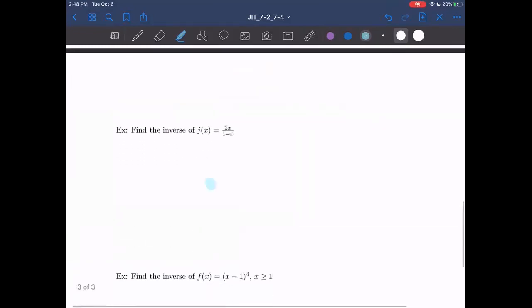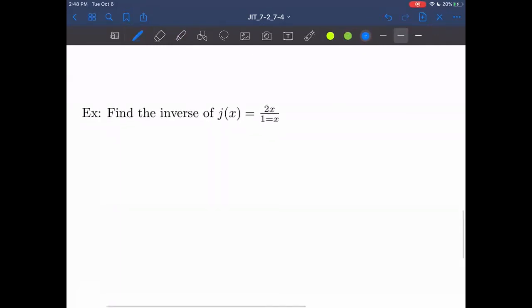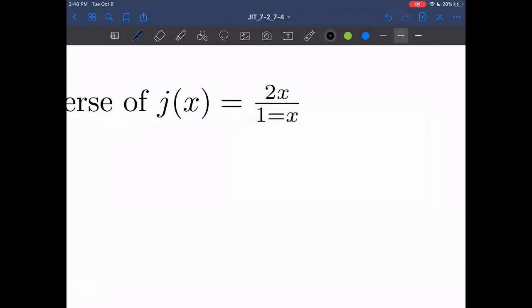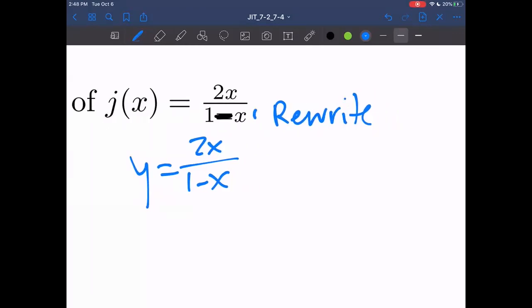Okay, so some examples. Let's say we want to find the inverse of j of x here. The first thing we'll do is rewrite this using y equals 2x over 1 minus x. Okay, then we'll solve for x. So first step is to rewrite, and then solve for x.